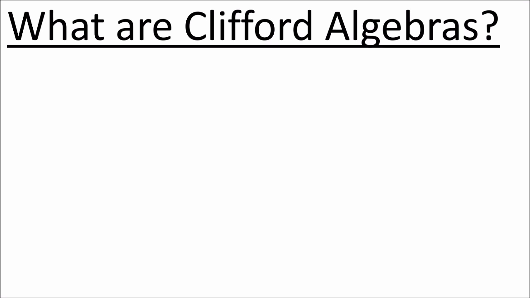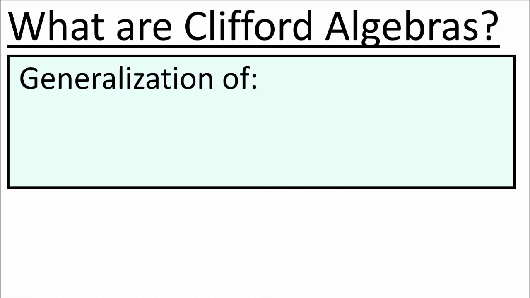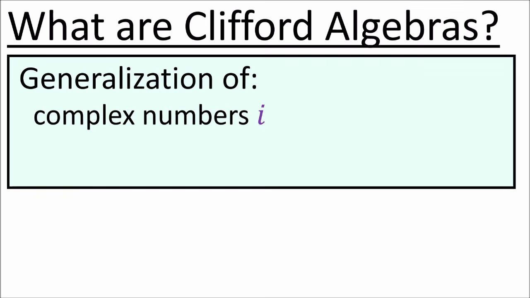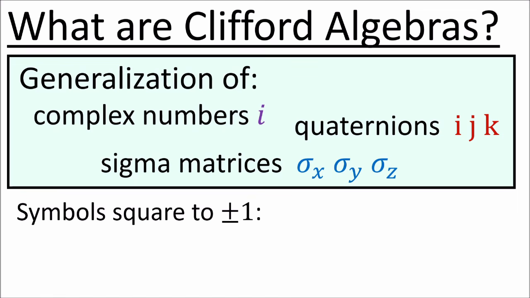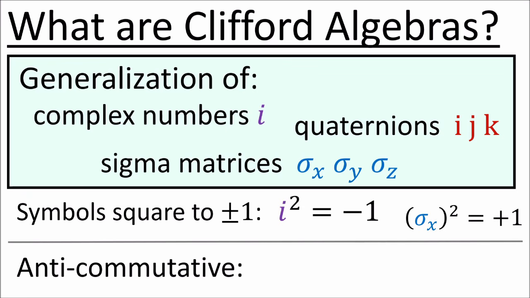So what exactly are Clifford algebras? They can be thought of as a generalization of the complex numbers, quaternions, and the sigma matrices. All of these algebraic systems involve symbols that square to either -1 or +1, and also involve symbols where swapping the order of multiplication gives us a negative sign. This is also called the anti-commutative property. Loosely speaking, Clifford algebras are algebraic structures where we can square symbols to +1 or -1, and also swap their order to get a negative sign.